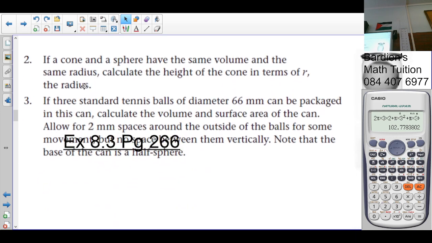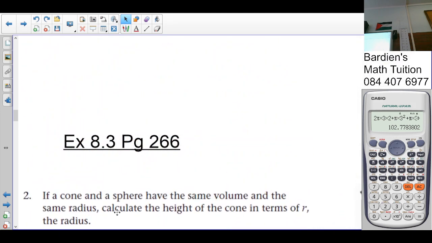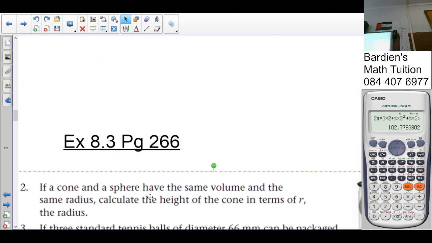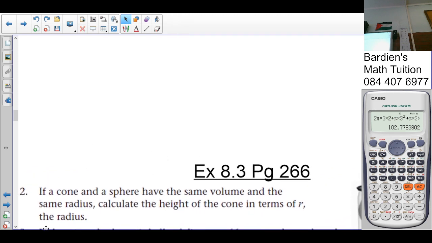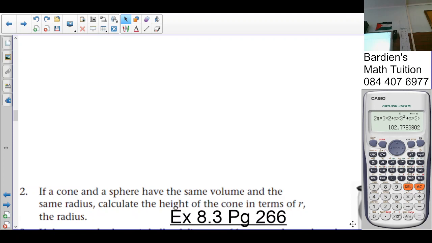Number 2. If a cone and a sphere have the same volume and the same radius, calculate the height of the cone in terms of r, the radius. Okay, so where do we start? We start by setting up an equation. We say that the volume of the cone is equal to the volume of the sphere.